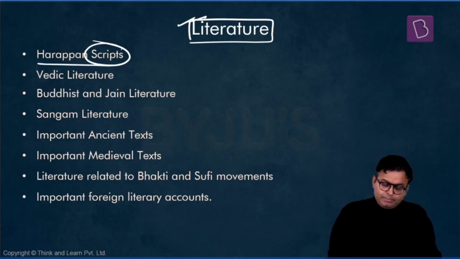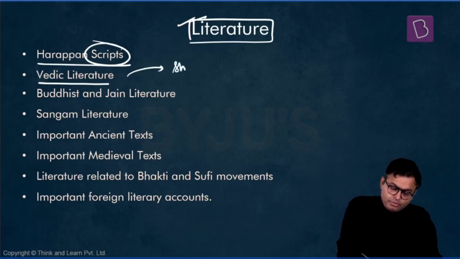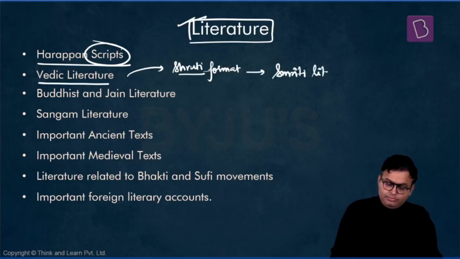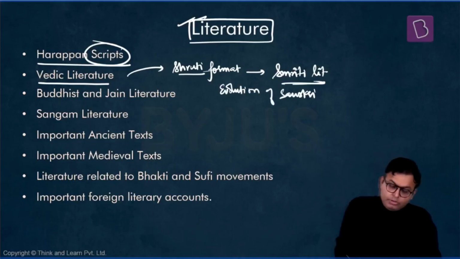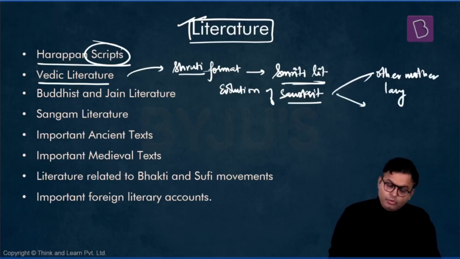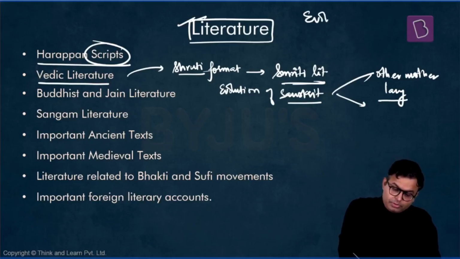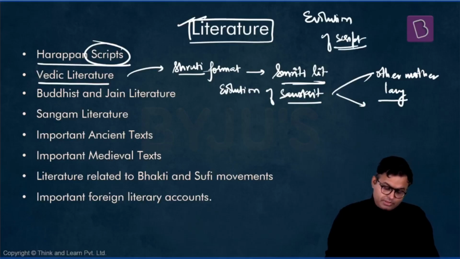So the evolution of Harappan script, Vedic literature from Shruti format, earlier it was preserved in oral format, to Smriti format, Smriti form of literature. We have to understand. And also there was an evolution of Sanskrit, the root language from which various other languages have evolved. When we talk about script, we'll also do the evolution of script, how various scripts have emerged.